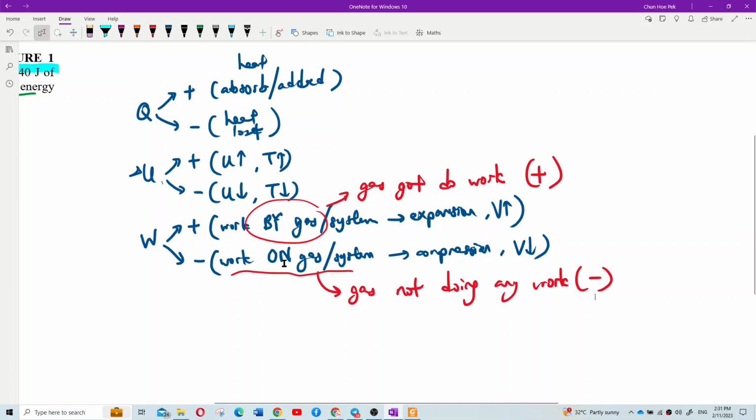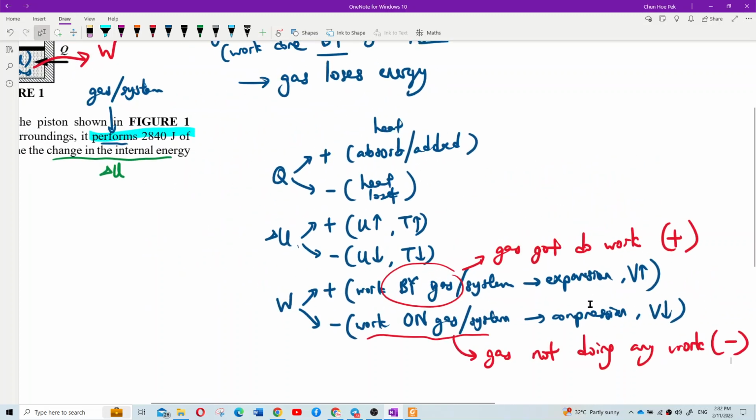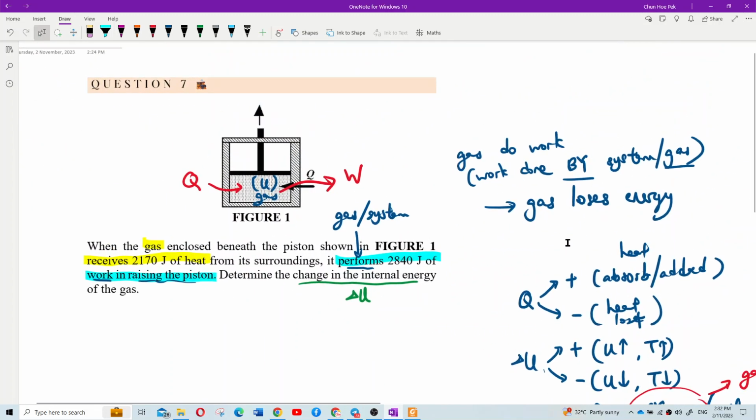Gas not doing any work, work done by someone else. Kalau kamu ada buat kerja rumah, positif lah. Kalau kamu tak buat kerja rumah, orang lain buat kerja untuk kamu, negatif lah. Okay lah. Macam tu lah. If the work is done by gas, the gas got do work, you get positive marks. Work done on gas means the gas does not do any work, negatif lah. Ya. Okay? Just a way to remember.